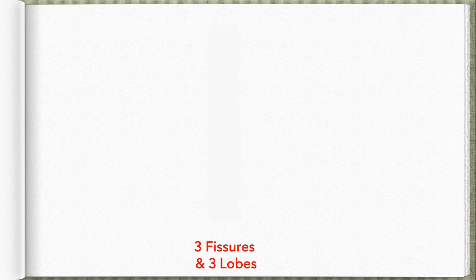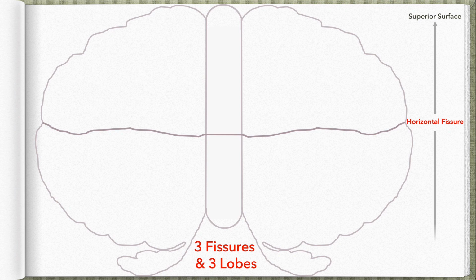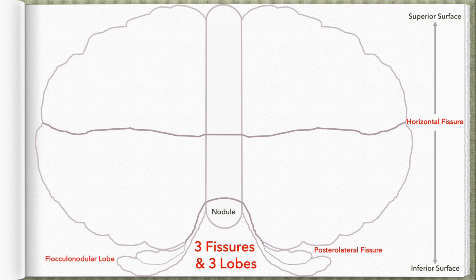The surface of the cerebellum shows multiple fissures and folia, as we have said earlier. There are 3 main fissures which we are all supposed to know. So first, this is the outline of the vermis and the hemispheres. We have the horizontal fissure which separates the superior surface from the inferior surface. Then more posteriorly we have the posterolateral fissure which separates the flocculonodular lobe from the rest of the cerebellum, known as the corpus cerebelli, or the body of the cerebellum.